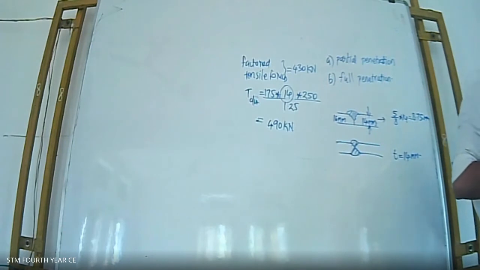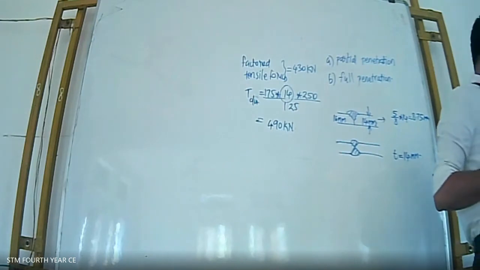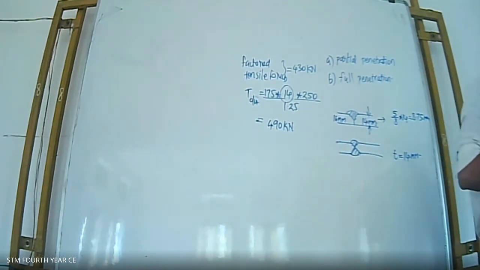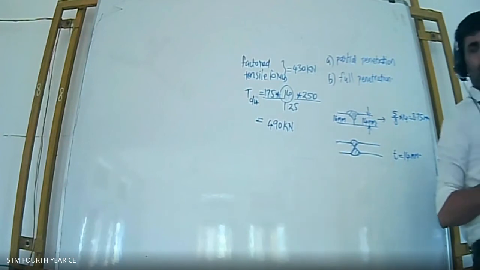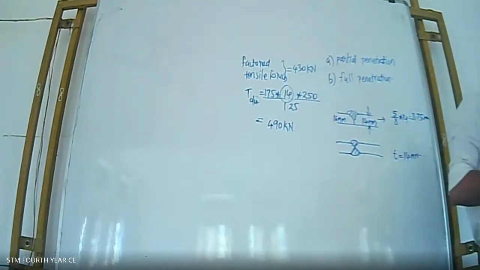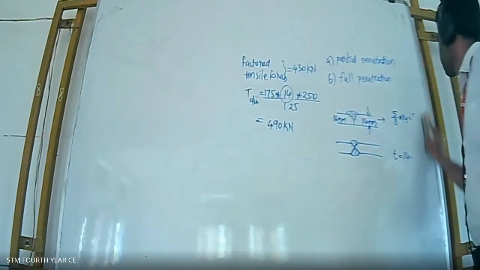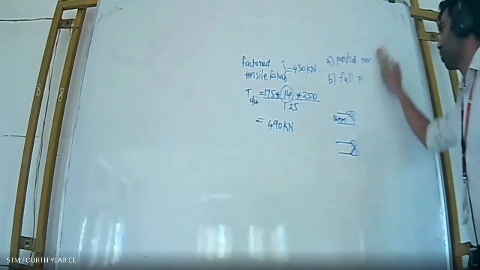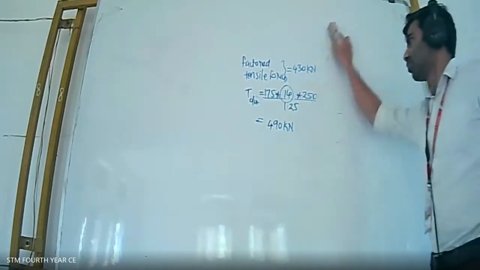A 75 by 8 mm tie member is to transmit a factored load. I hope you are writing the question. So the question is a 75 mm by 8 mm. This question, I hope it's clear. I hope the question is clear, everyone?